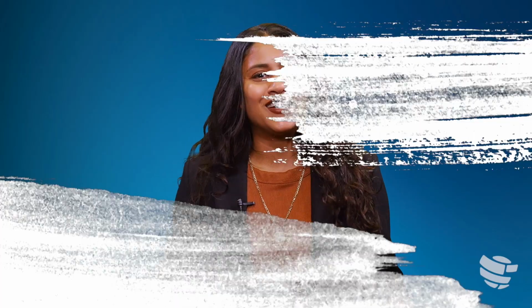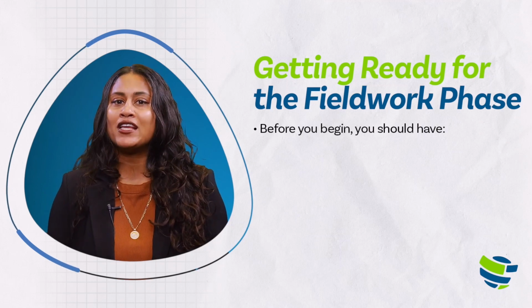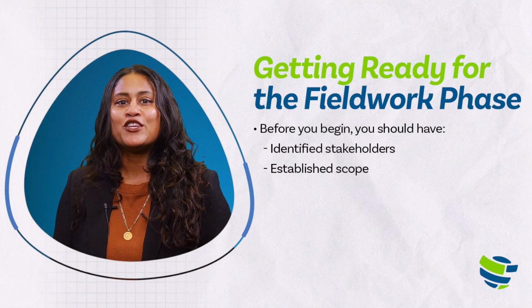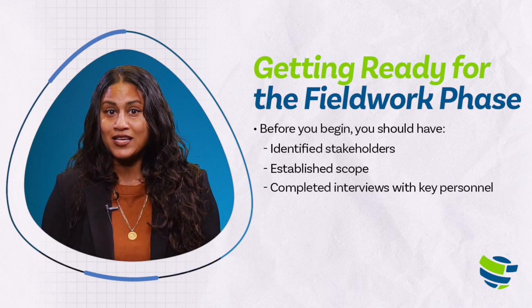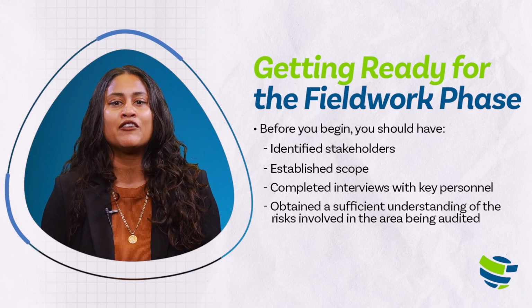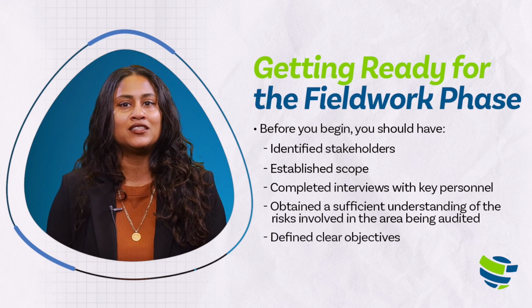So, let's get started. Before you begin the fieldwork stage, you should have already identified stakeholders and established the scope of the audit. You should have also completed interviews with key personnel and have a sufficient understanding of the risk involved in the area being audited. Most importantly, your audit objectives should be clear. Once you gained a sufficient understanding of the entity you are auditing during the planning phase, you are ready to begin the fieldwork phase of your internal audit.